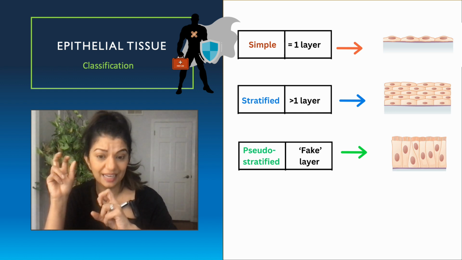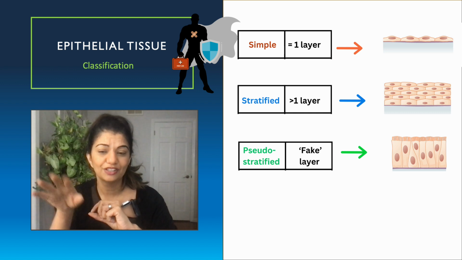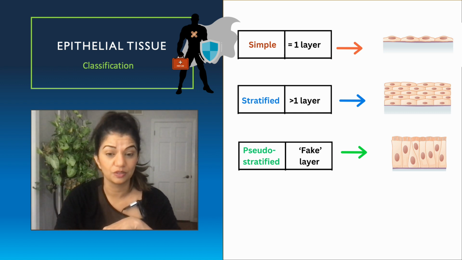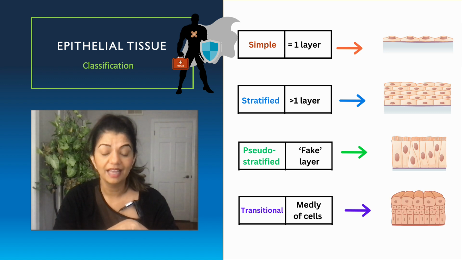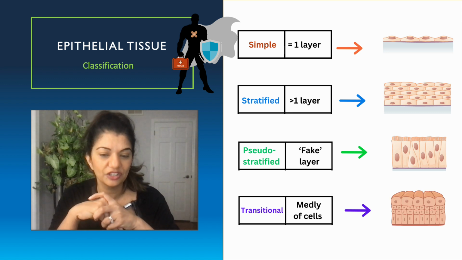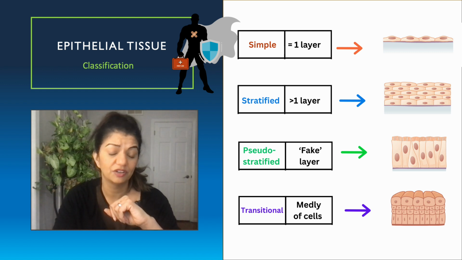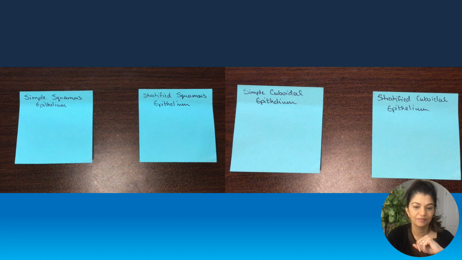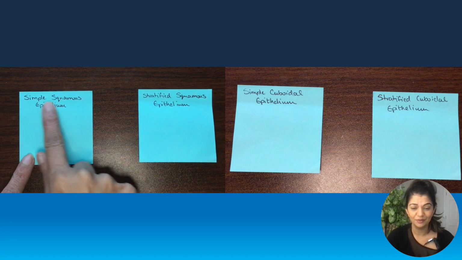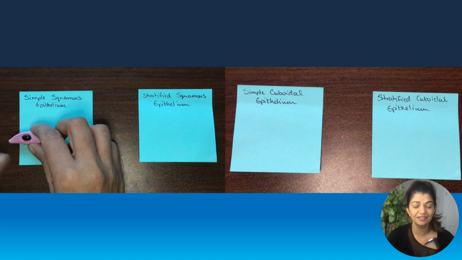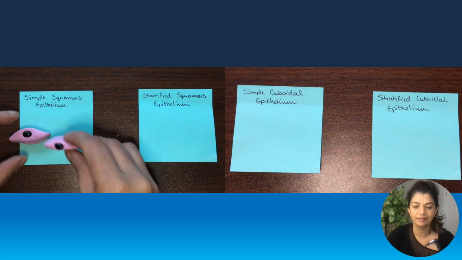Pseudo-stratified means fake layer, because pseudo means fake. So this one looks like there are lots of layers, but in actuality, it's just one layer. And then lastly, we've got transitional, which basically means there's a medley of cells. There's lots of different cells involved, or shapes and sizes. Okay, so again, grab some Play-Doh and see if you can get these modeled and figured out. It's just a fun activity, and it can really help you learn the epithelia.